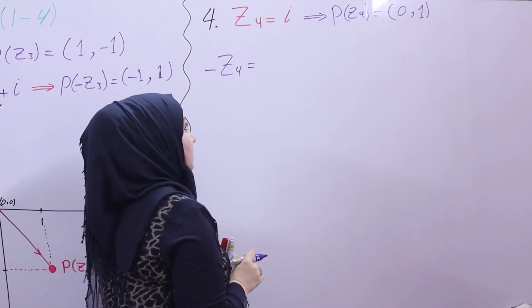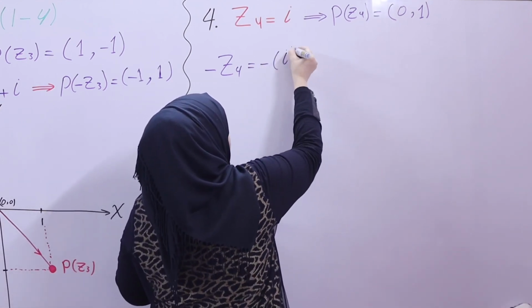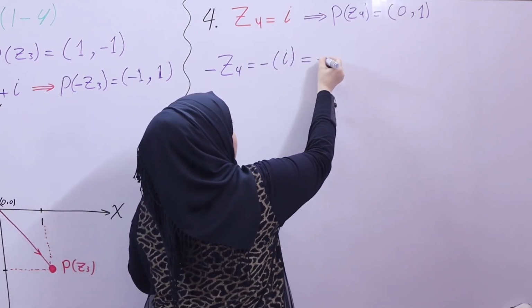The additive inverse of Z4 will be negative multiplied by the complex number which is equal to i. And it will be negative i.